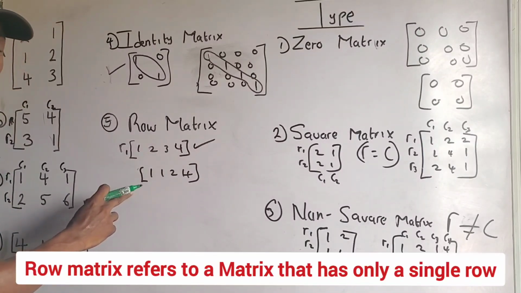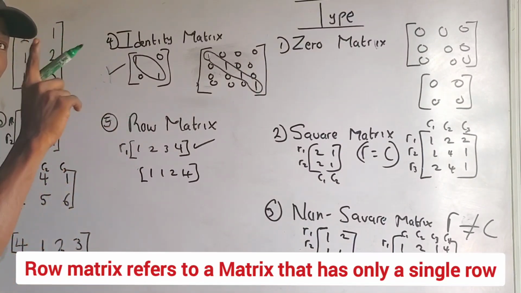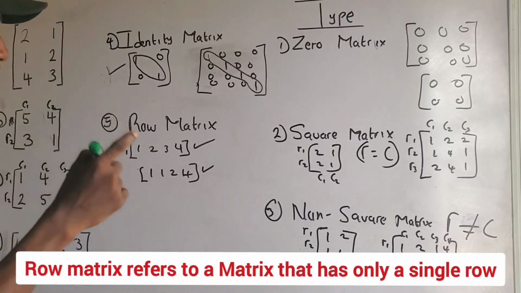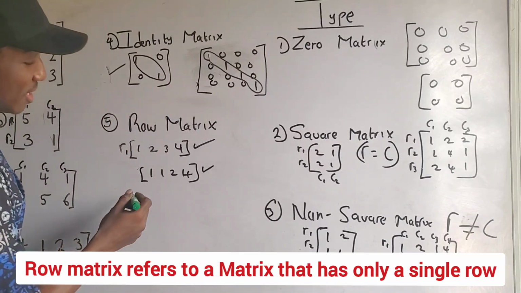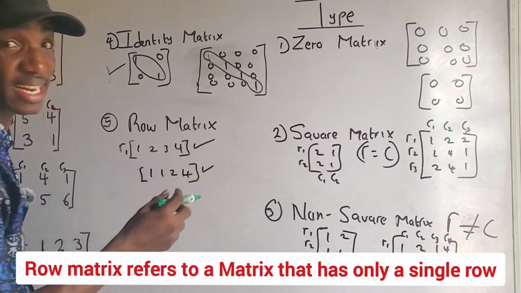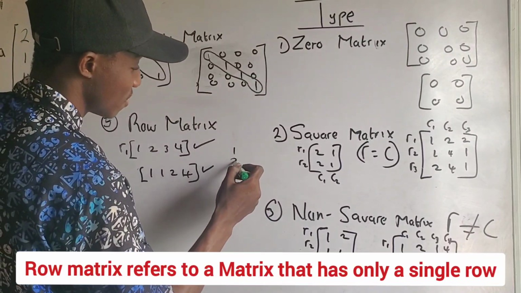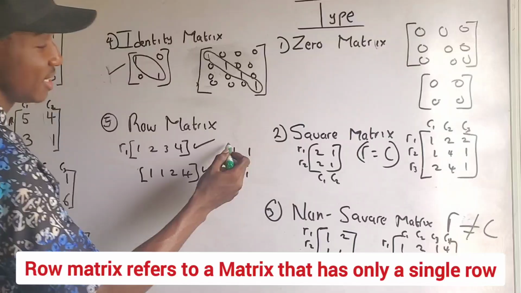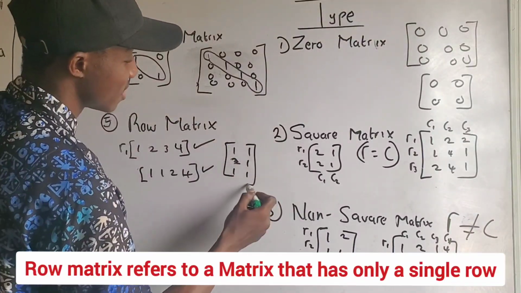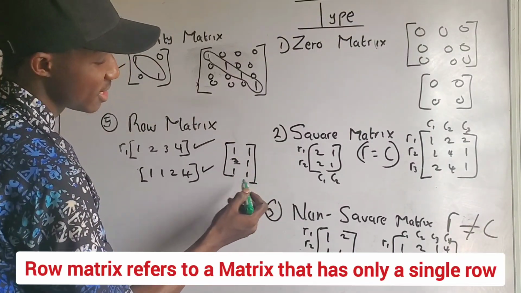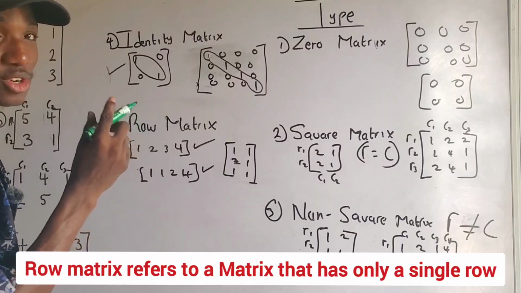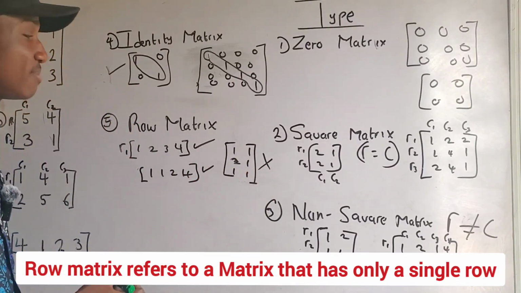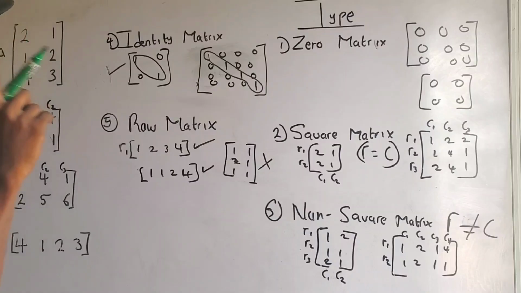What kind of matrix is this? Row matrix, because it has only a single row. Are you getting it? Any matrix that has a single row is called row matrix. Now, let me give another example. Can this be regarded as row matrix? No. The reason is because it has 3 rows. You understand? The matrix contains 3 rows, so we cannot call it row matrix. Any matrix that has only a single row can be regarded as row matrix.